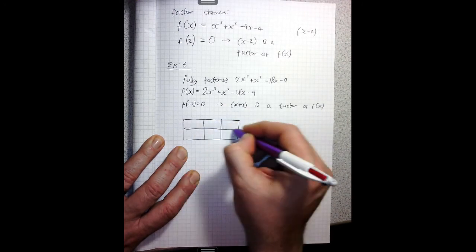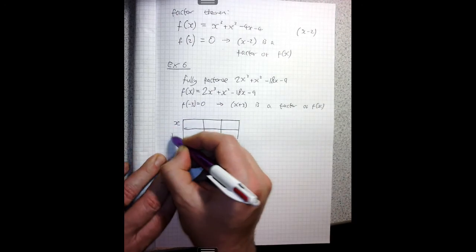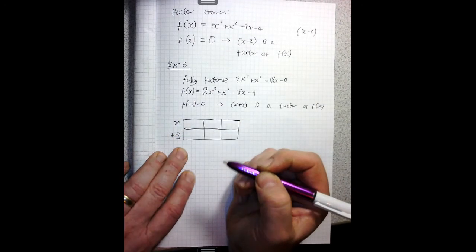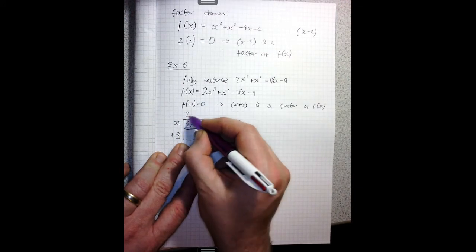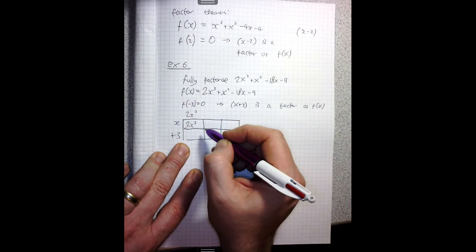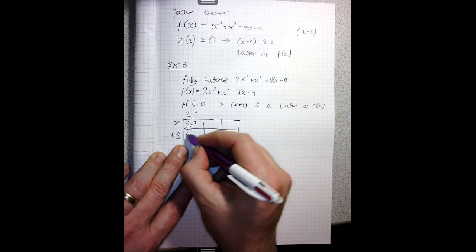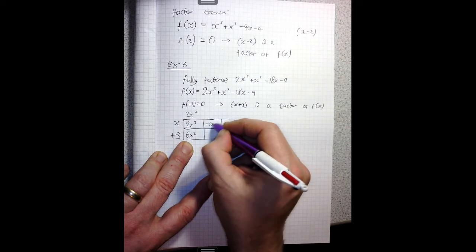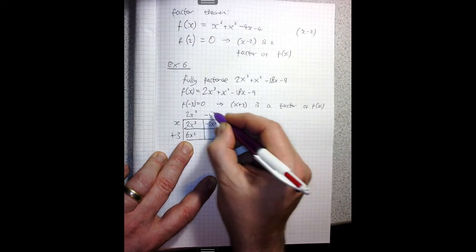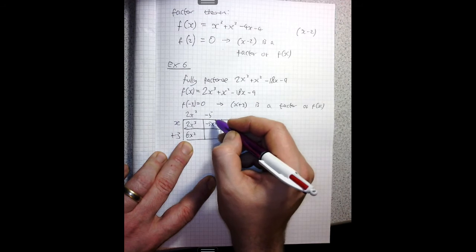Cubic divided by linear, quadratic, x, add 3, 2x cubed, which means that must be 2x squared, which means that's 6x squared. I want 1x squared, so I'm going to take away 5x squared there. So that must be minus 5.